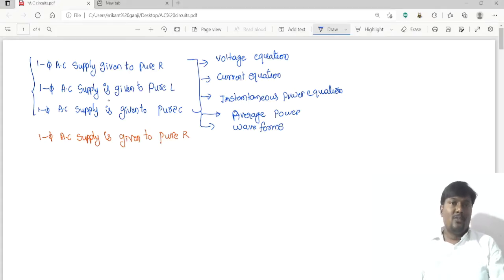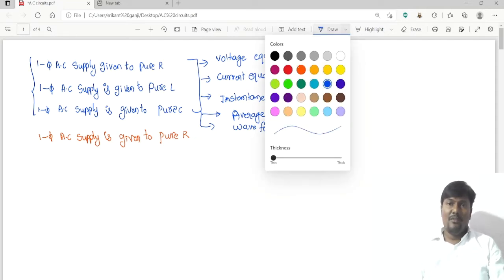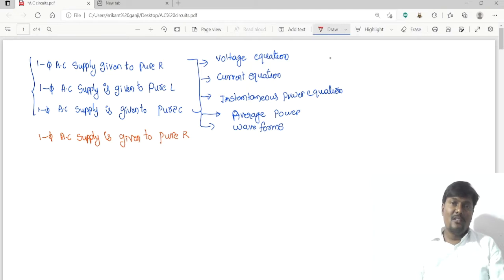So coming to these topics, a single phase AC supply is given to pure R, single phase AC supply is given to pure L, single phase AC supply is given to pure C. For these three topics, we will write the voltage equation, current equation, and derive the instantaneous power equation, the average power, and waveforms. And these five concepts are very important for these three.